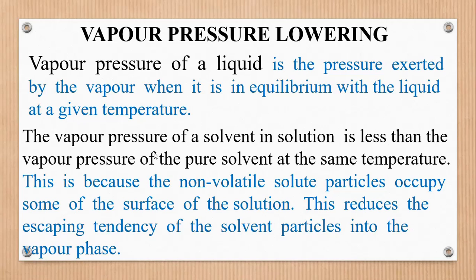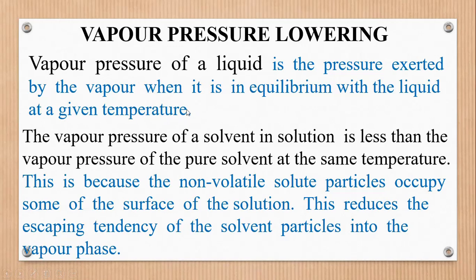Then we're supposed to look at these colligative properties one by one. And when you look at the first one, vapor pressure lowering. The vapor pressure of a liquid is the pressure exerted by the vapor when it is in equilibrium with the liquid at a given temperature.